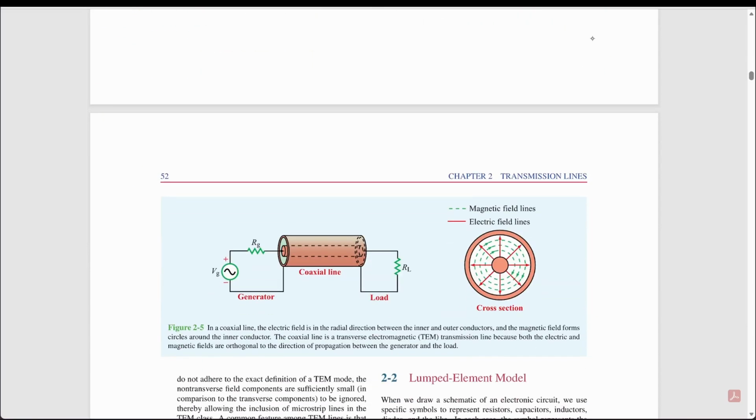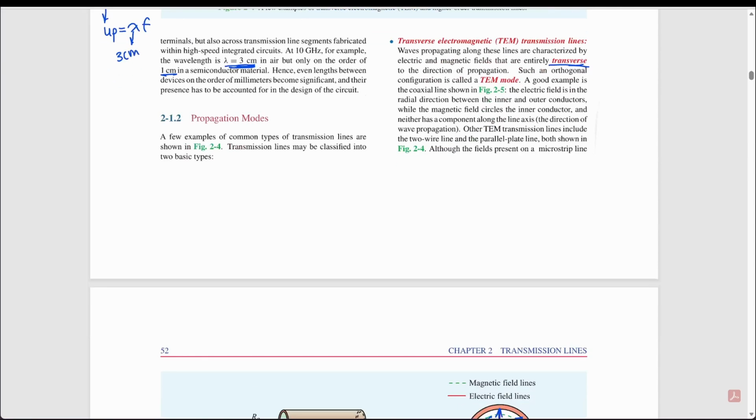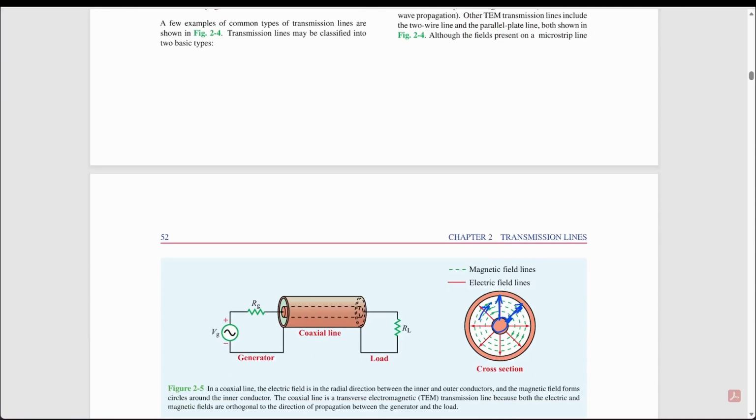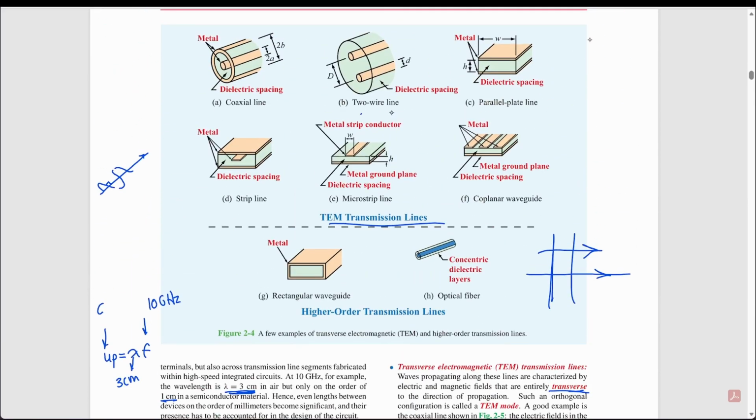This is an example where the electric field is this way, coming from the inner conductor to the outer conductor. It's perpendicular to the direction of propagation, which is out of the page, for example, or into the page, as this is the direction of the magnetic field. The electric field is in the radial direction between the inner and outer conductors, while the magnetic field circles the inner conductor, and neither has a component along the line axis, the direction of wave propagation. So because neither of them has a component in the direction of propagation, that's why it's in the TEM mode. Other TEM transmission lines include the two-wire line and the parallel plate line, both shown in figure 2.4. So those are other examples.